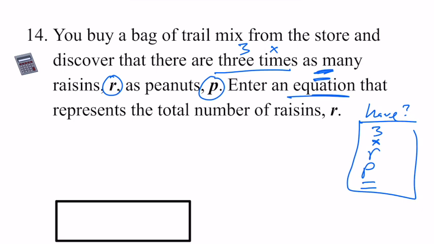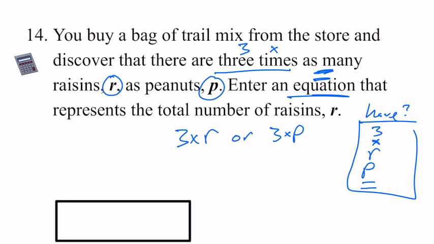So I have 3 times, I'm going to go in order. I have 3 times as many raisins as peanuts. And this is where it gets so confusing, right? Because is it 3 times R or is it 3 times P? So I'm going to read that again, okay? Because that's usually where we screw up. It's like a 50-50, right? Because the only thing left over is equals and then the other letter.